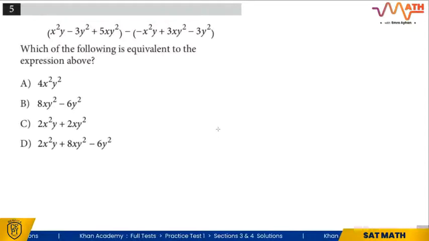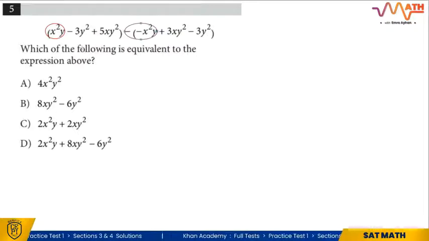Number 5. Which of the following is equivalent to the given expression? So we will work with like terms here. Here I have x squared y, and then minus. This is important. It's going to be plus, so there should be 2x squared y. In C or D, we have these answers. So one of them will be correct.